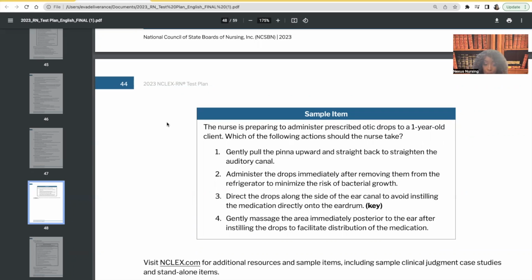Now look at 1. You see 1, that's when you actually want to do a visualization into the ear, not when you're actually instilling drops. 2, administer the drops immediately after removing them from the refrigerator. Absolutely not. You want the drops to be room temperature. The drops being cold can cause them to have really bad ear pain, okay? And you can give them chills where you see them just going like that.